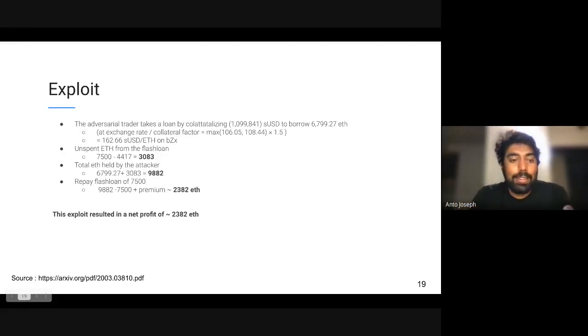And given that, we also have some unspent Ether from the flash loan, which is around 3,000 Ether. So adding all that up, because we have about 9,882 ETH right now, we can repay the flash loan we took plus the premium and still keep 2,382 Ether as a profit from this flash loan. That is essentially what the exploit is. And if you would like to learn more, I would totally recommend reading this research paper that I have the link for in the resources page later on in the presentation.